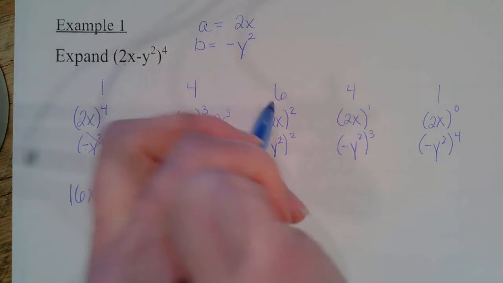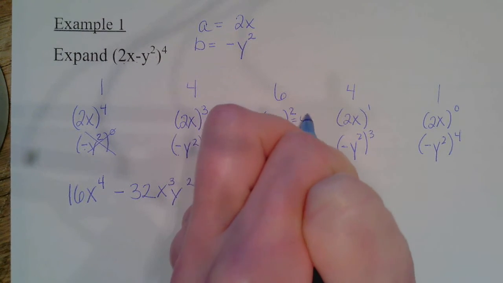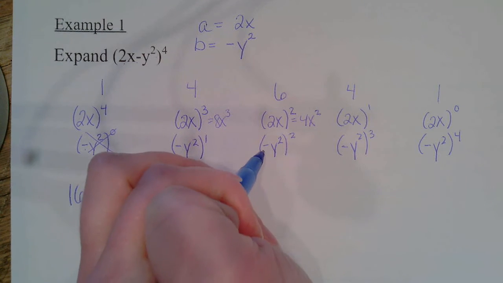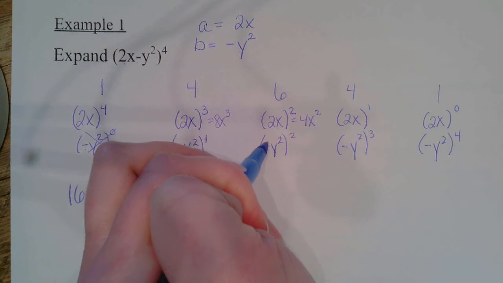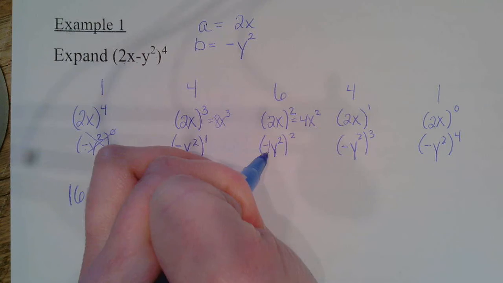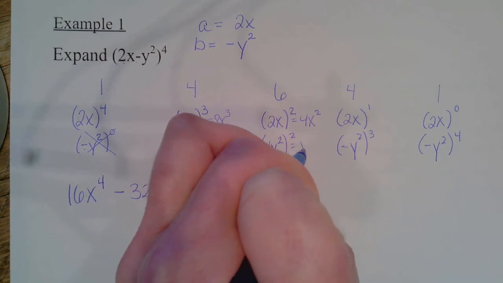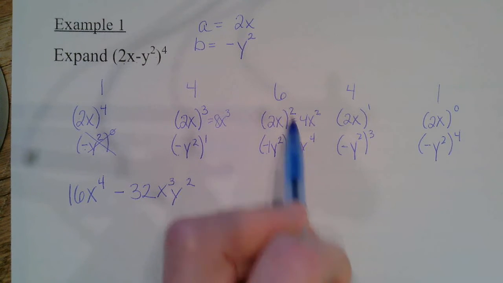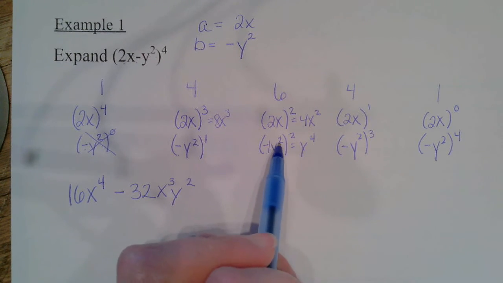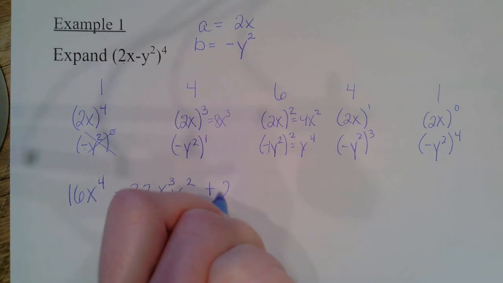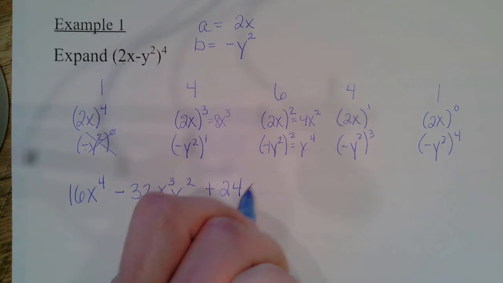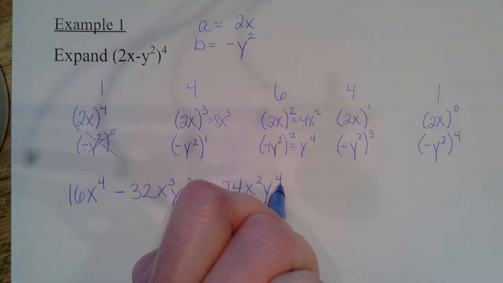Next, 2x squared is going to be 4x squared. Negative y squared, squared. This is like a negative 1. Well, negative 1 squared is a positive 1, and this is going to be y to the fourth. So I now have to do 6 times 4, which is 24, times 1, and then x squared y to the fourth.